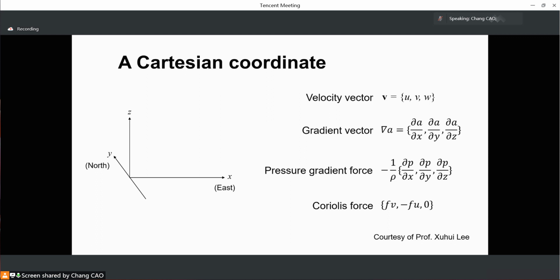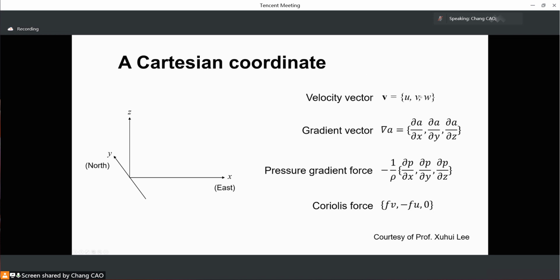Maybe the horizontal x-axis points to the east, the y-axis points to the north, and the z-axis is aligned with, and in the opposite direction of, the gravitational force. So this is a very classic Cartesian coordinate. Since we told you that turbulence has 3 dimensions, it means we should use x, y, z to describe it. So that's called 3D, or 3 dimensions.